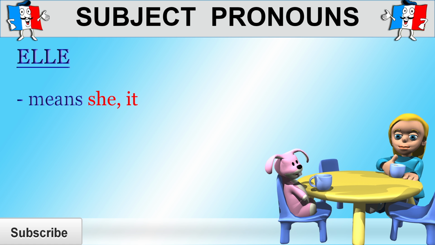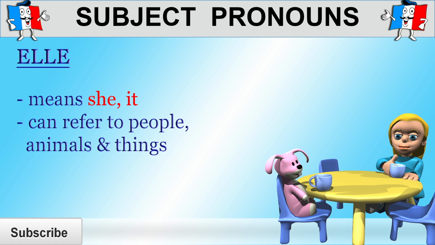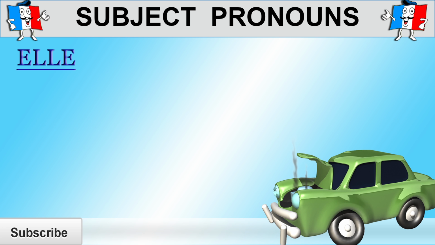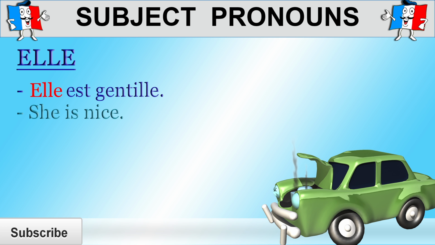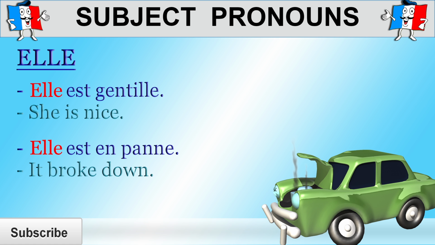Elle can mean either she or it, and elle is used to refer to someone, an animal, or a thing, as long as it is female. For example, if you were talking about a girl, you could say, Elle est gentille. She is nice. But likewise, you would still use elle if you were referring to a car having broken down, because une voiture, a car, is a feminine noun. So, elle est en panne means it broke down.